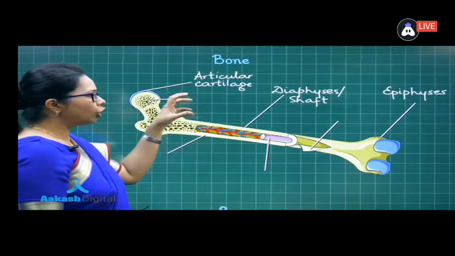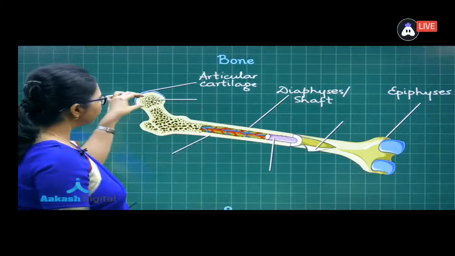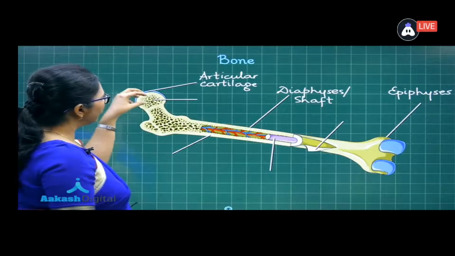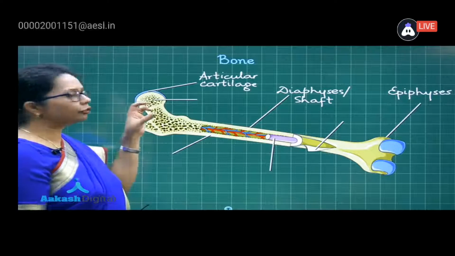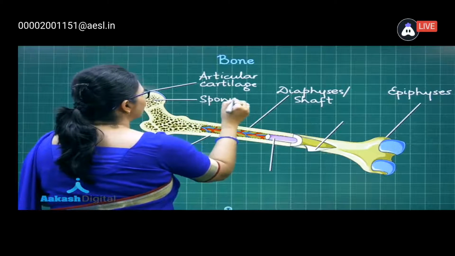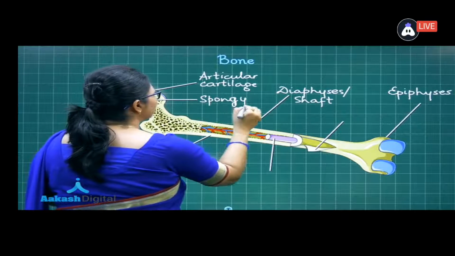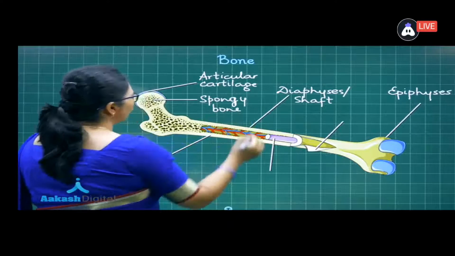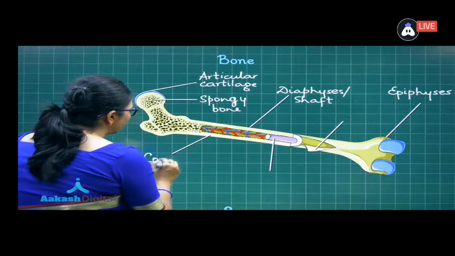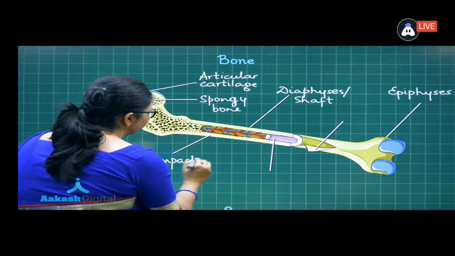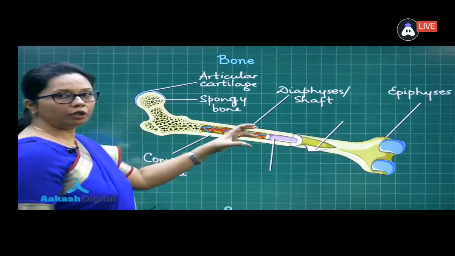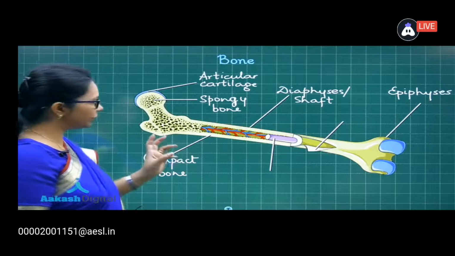Now there are two different types of bone. In the epiphyseal region, because this is partially sectioned, we see a number of pores, and it gives the appearance of a sponge. So this part of the bone is called spongy bone, while the bone present in the diaphysis is called compact bone. So within the same bone there are two different types of structures present.